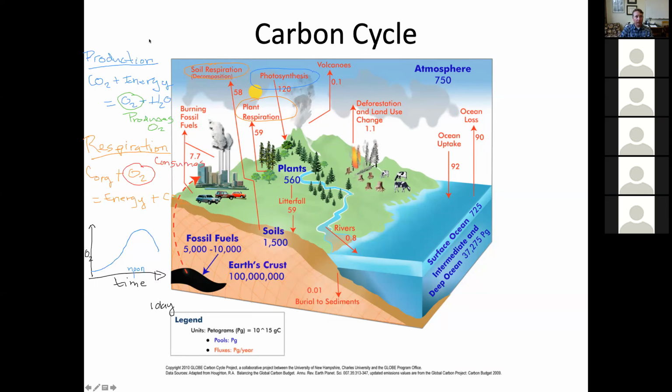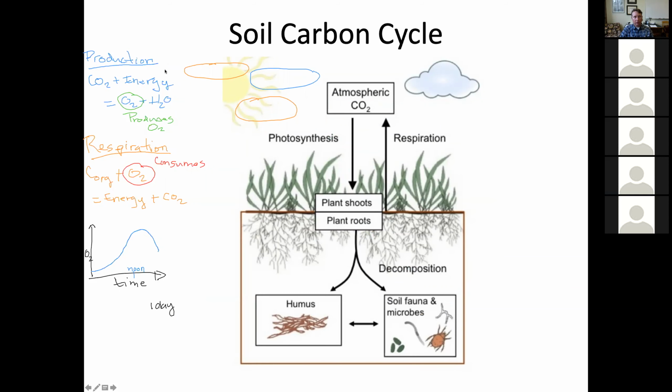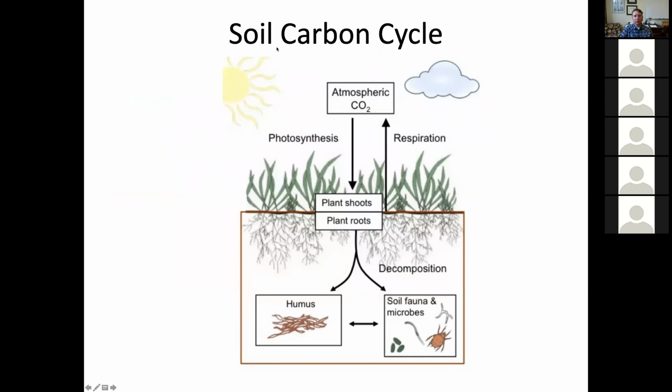So let's now see if I can get the page to move. I'm going to clear my annotation, clear all drawings. All right.